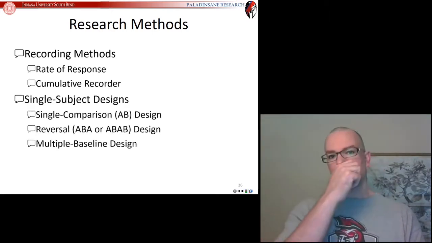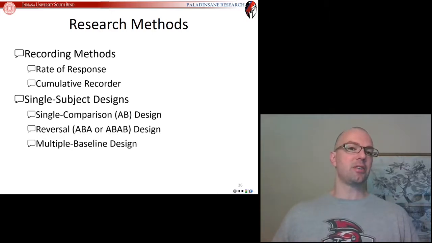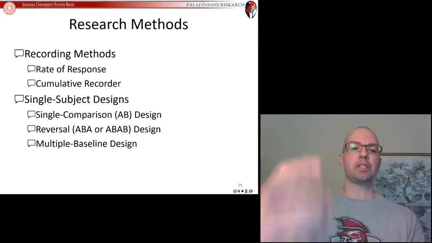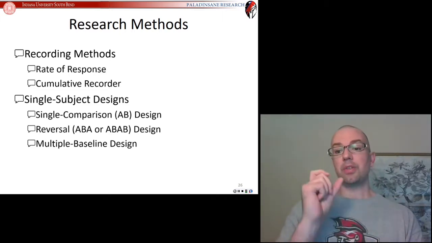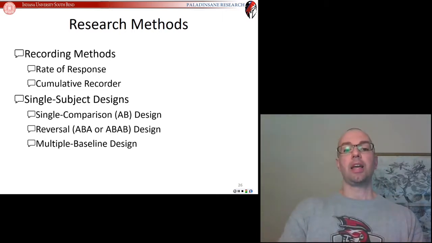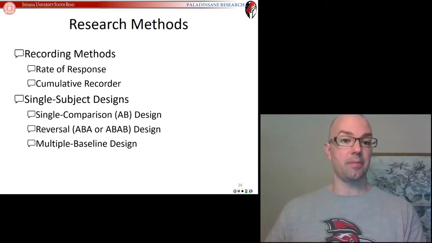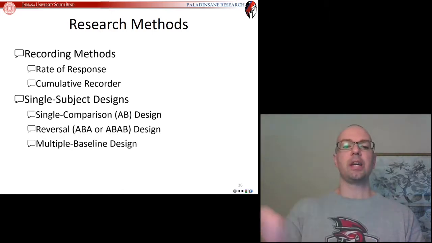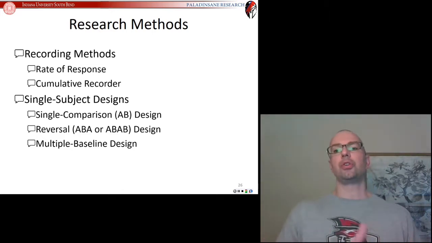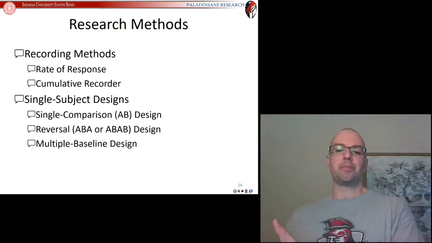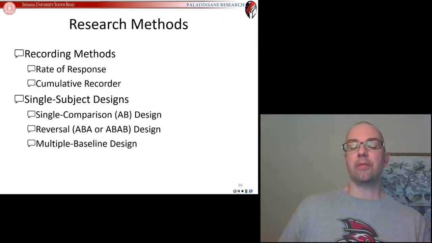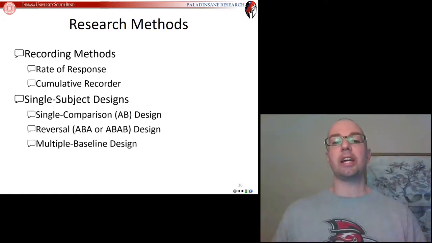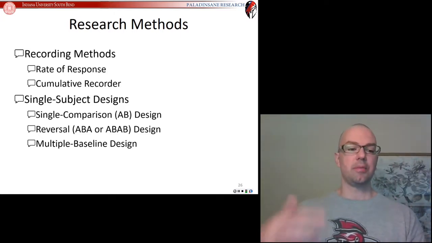And then we'll take a look at some of the specifically designed research methods that are often used in learning, because oftentimes, especially in animal studies, you might be dealing with a single subject. In therapy, you're often dealing with a single client. So in this case, we'll take a look at the research method designs that are used to ensure that a treatment is effective or an experimental independent variable is actually causing a change in behavior.